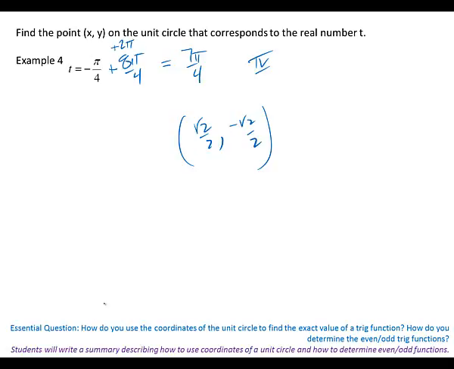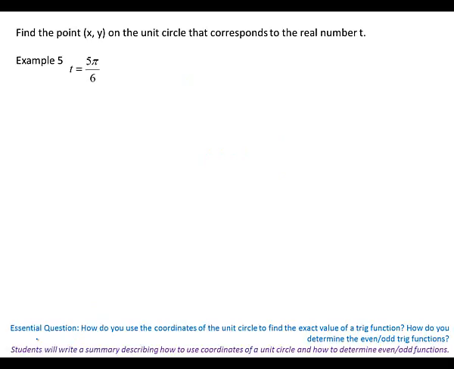Negative square root of 2 over 2. That's it. That's all they wanted us to do. Okay? All right. I want you guys to try 5. So everybody find 5 pi over 6 and write down the coordinate for 5 pi over 6.